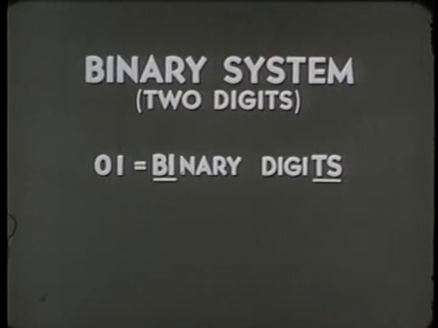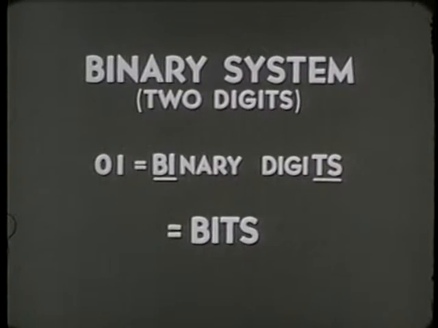Many ADP systems use the binary system of numbering, which employs just two digits, 0 and 1. These two digits are called binary digits, or bits for short. A bit is either a 0 or a 1, nothing else.